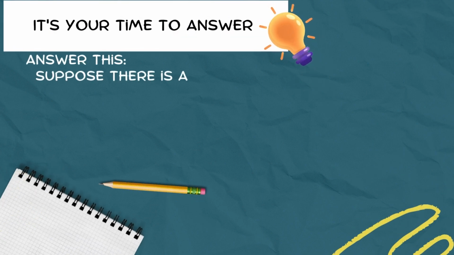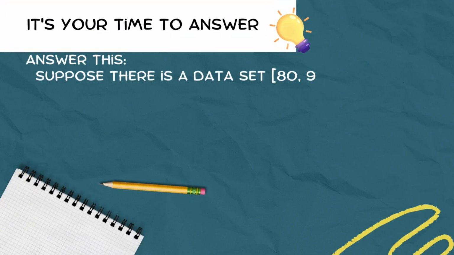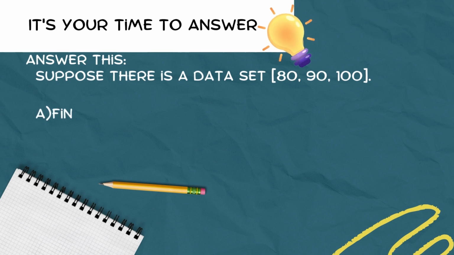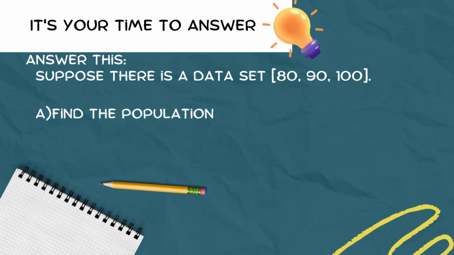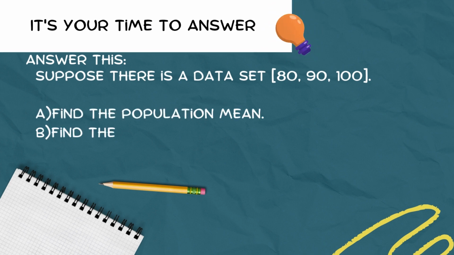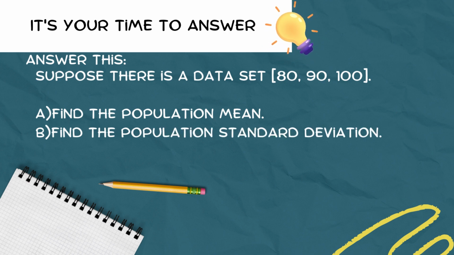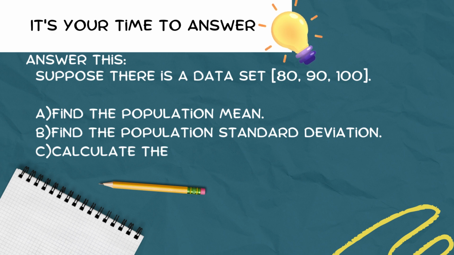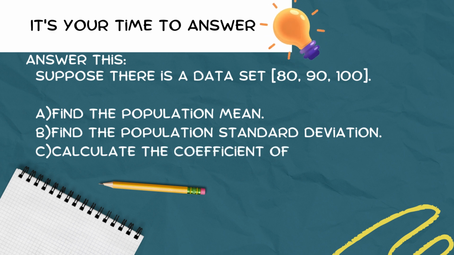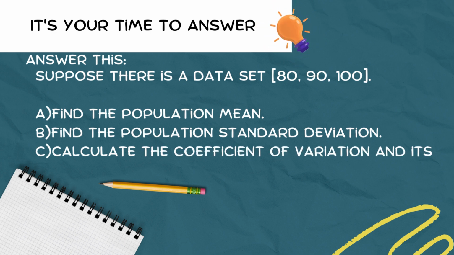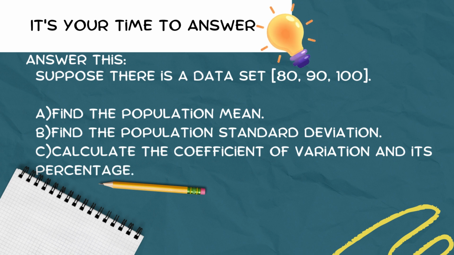It's your time to answer. Answer this. Suppose there is a data set of 80, 90, and 100. Answer the following. A. Find the population mean. B. Find the population standard deviation. And C. Calculate the coefficient of variation and its percentage.